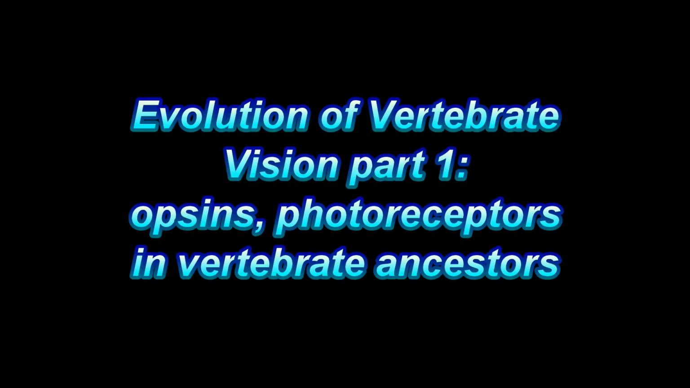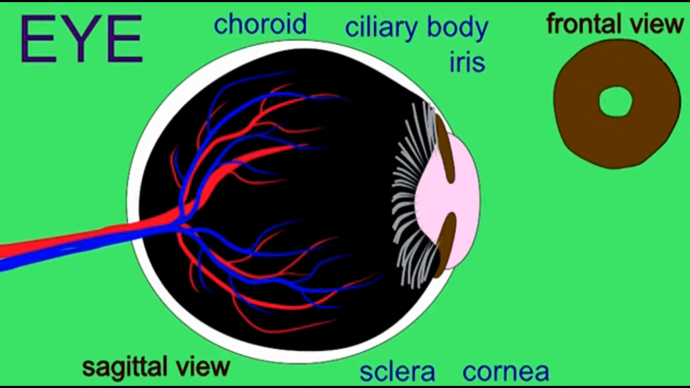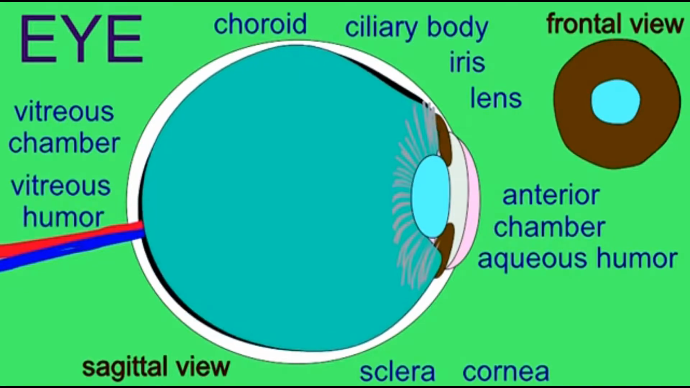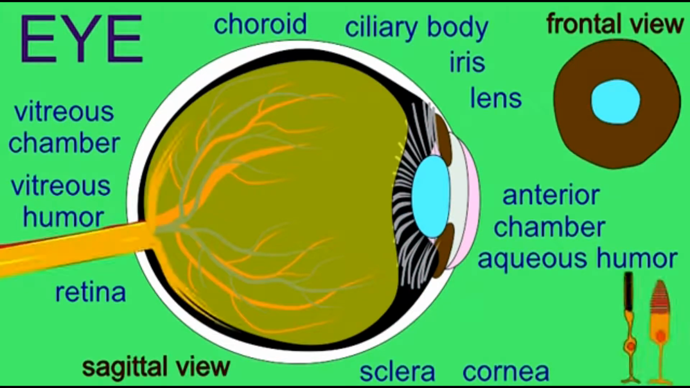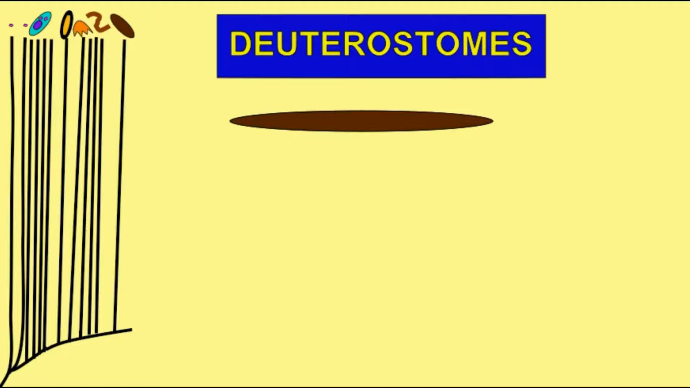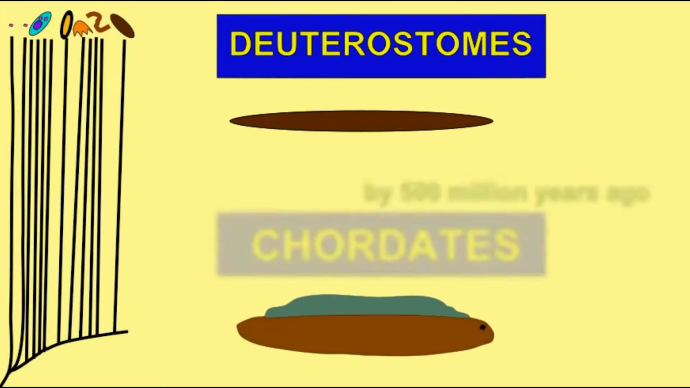Human eyes, or in general, vertebrate eyes and vertebrate vision, are extremely complex. And one could ask, where did eyes and vision come from? How might they have evolved? Well, before there were vertebrates, there were ancestral chordates by more than 500 million years ago.